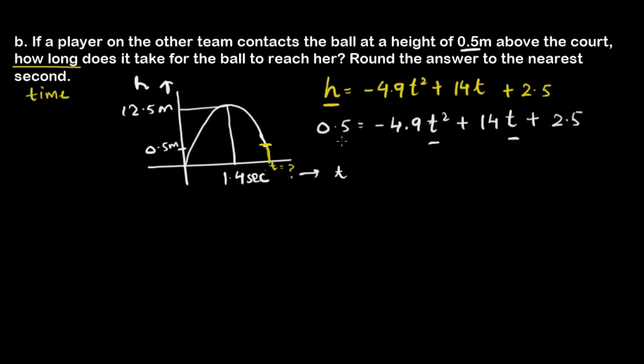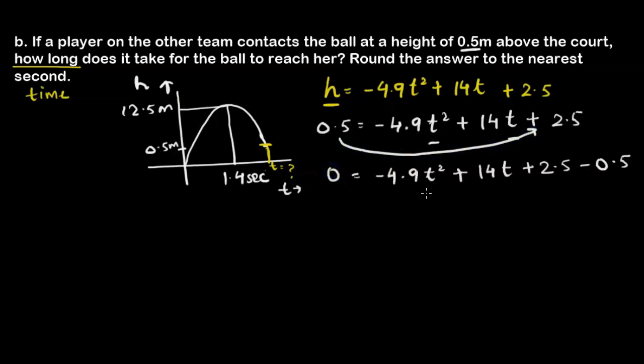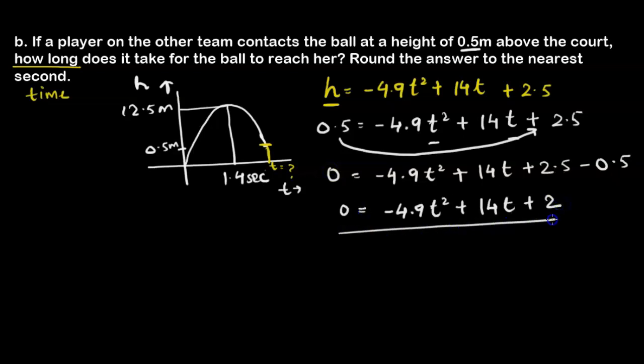So what we are going to do is move this number to the other side so that this side becomes 0. And we are left with negative 4.9t squared plus 14t plus 2.5 minus 0.5. This is the final equation that we have to work with in order to solve for t. Whenever we have to solve a standard form equation that is equal to 0, we either have to do factorization or we have to use the quadratic formula.